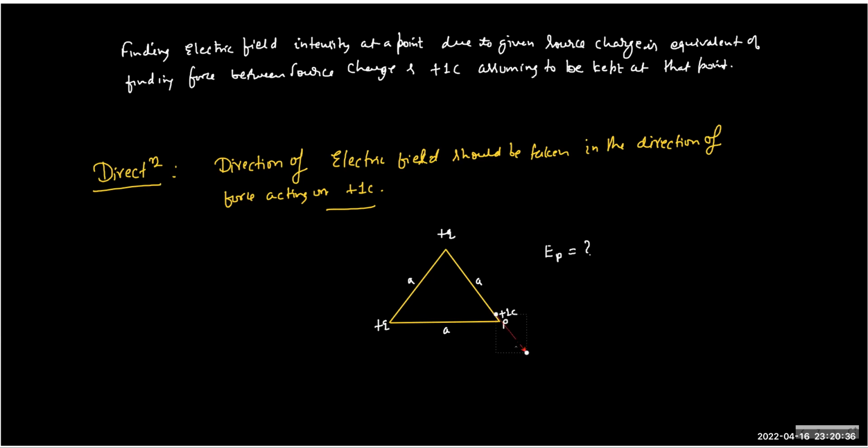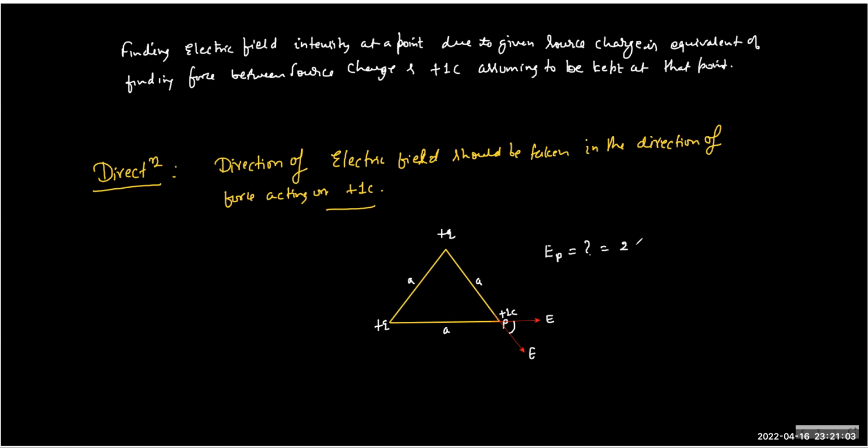So this will repel, and this will repel, and the only difference is instead of calling it a force, we call it electric field E. So let's say this force is E, this force is E, and the net force will be at bisector.